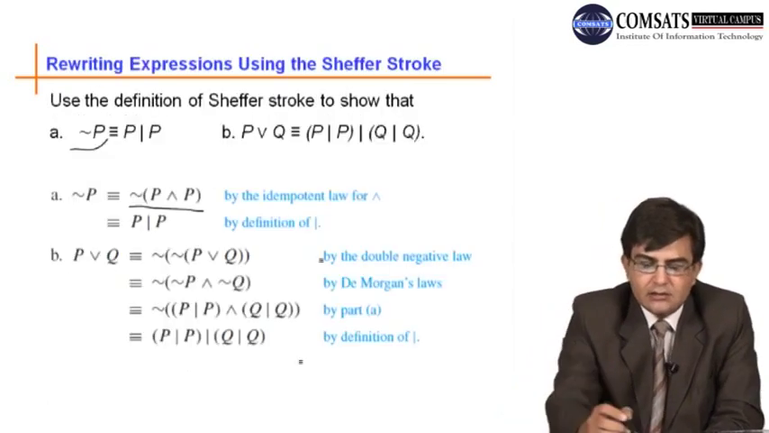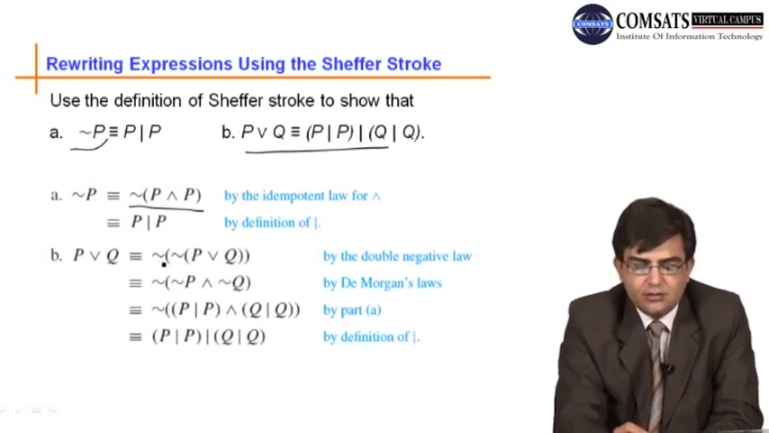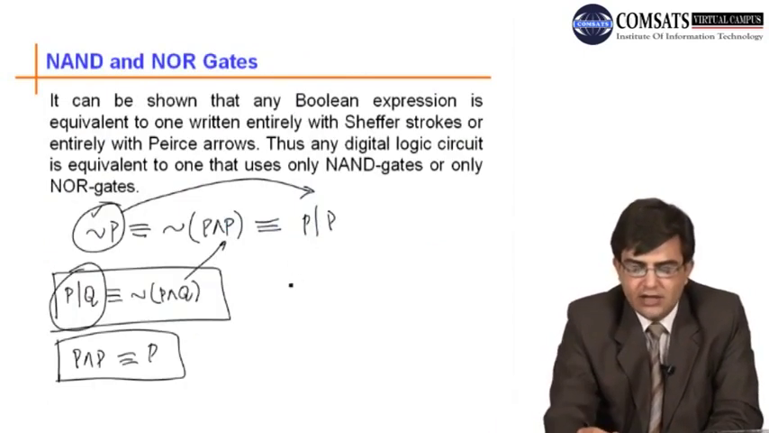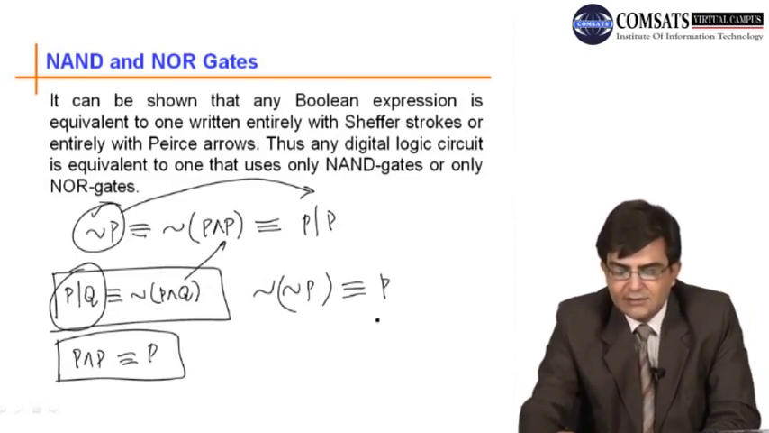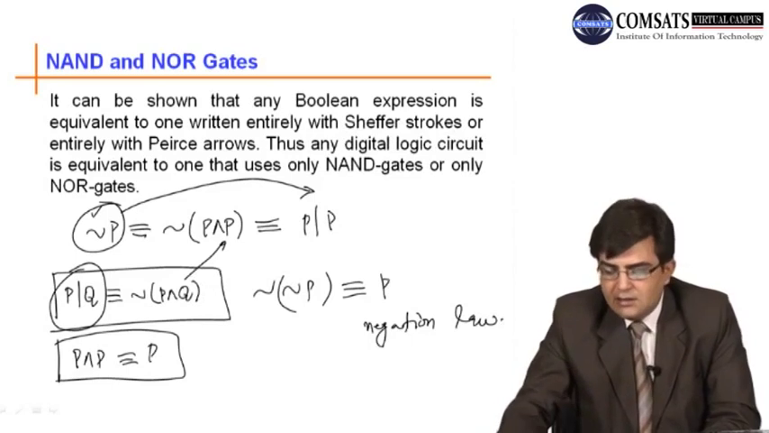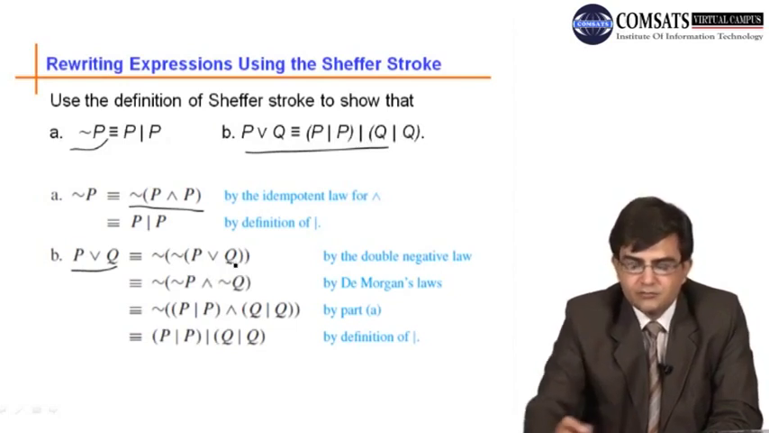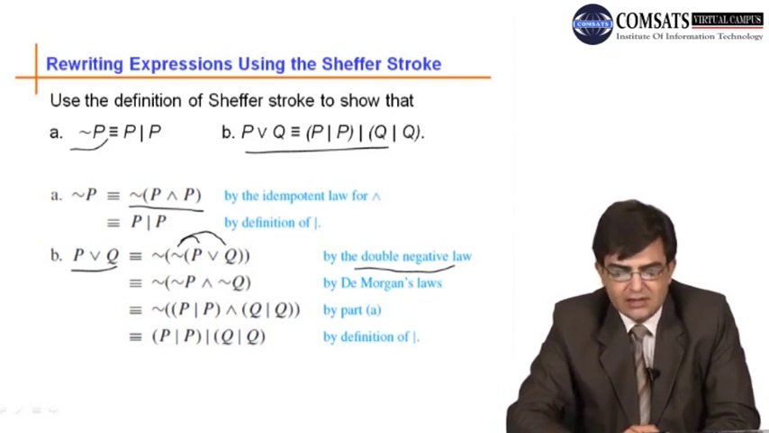Similarly, we can consider this example, P or Q. P or Q is logically equivalent to NOT of NOT P and NOT Q, by the double negation law, since NOT of NOT P is logically equivalent to P. This is basically the negation law. So here we can write P or Q as NOT of NOT of P or Q, which is the double negation law, and then we can apply the negation on this by using De Morgan's law.